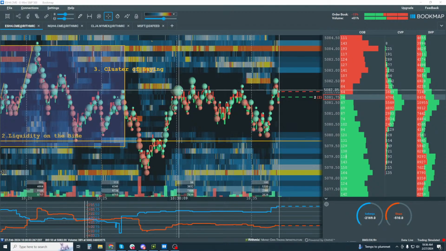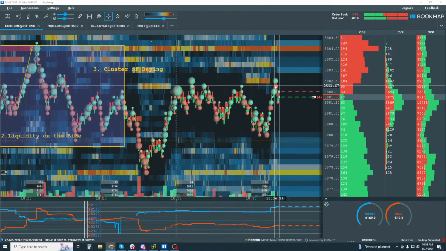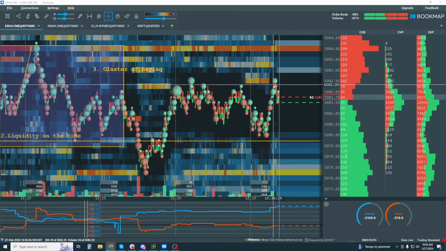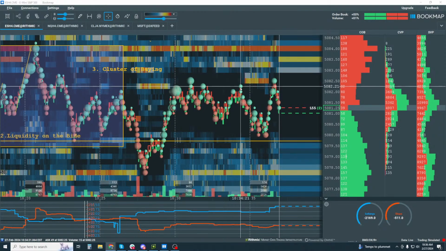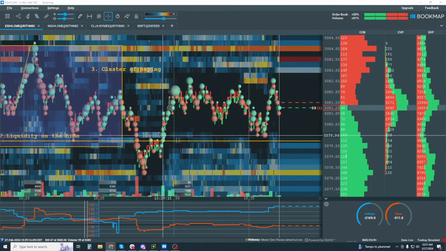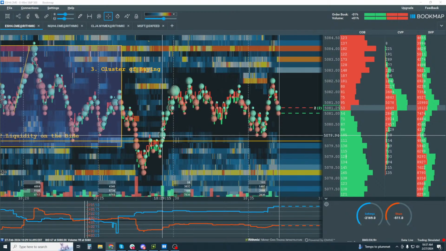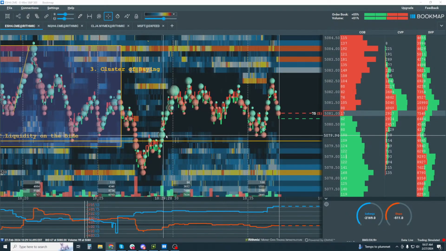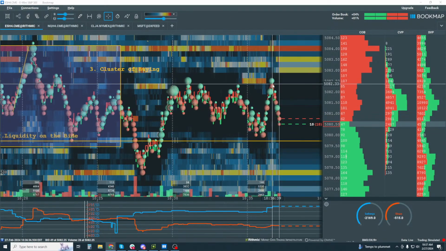Okay, we've auctioned up here. We've auctioned up here again. We're still finding buyers up here on a retest. Okay, on this retest, we didn't find many. So we pulled all the way back to where these buyers did come in down here. And we found our buyers again here.